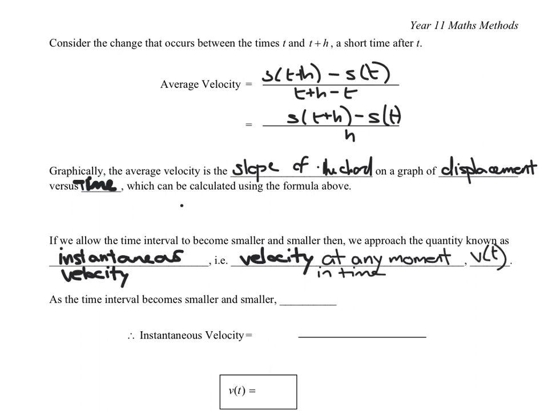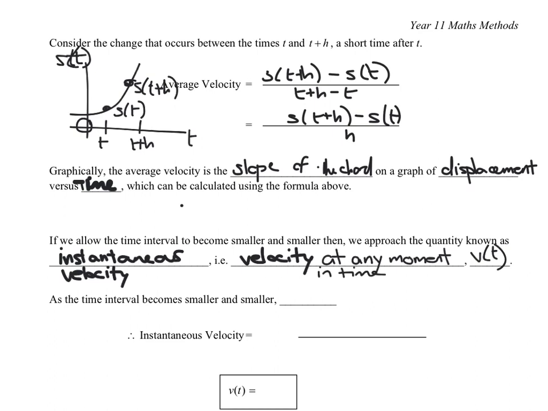Now I'm just going to draw a graph, because that's been a lot of talking without much pictorial representation. You're probably going, what is going on? So if we've got s of t over here and we're graphing that against time, and we've got a graph that looks like that. This is our origin down here. This is t, and this is t plus h. This is s of t plus h, and this is s of t.